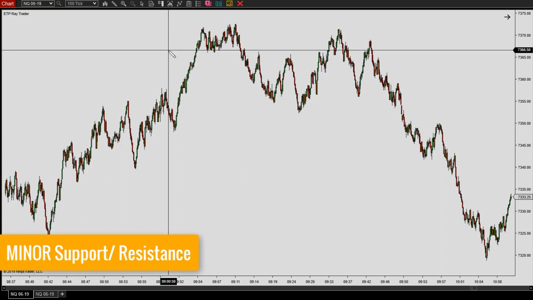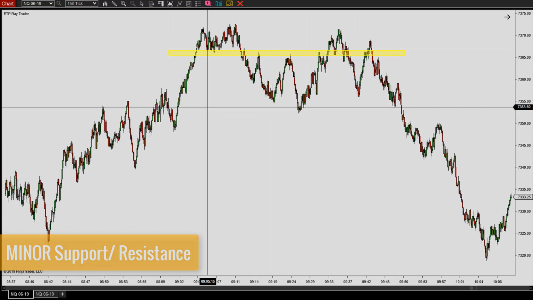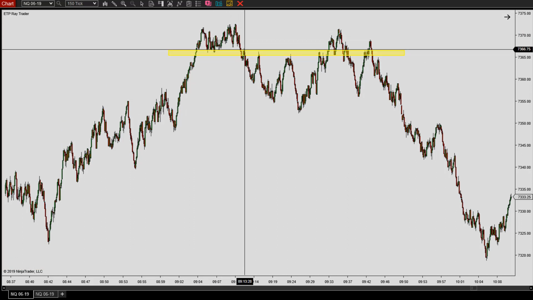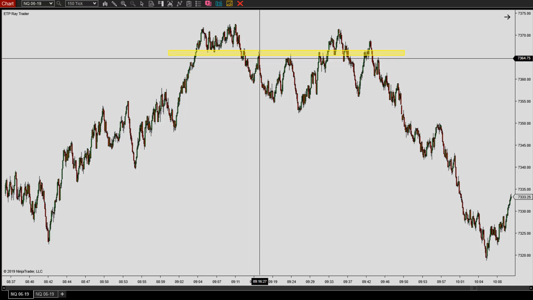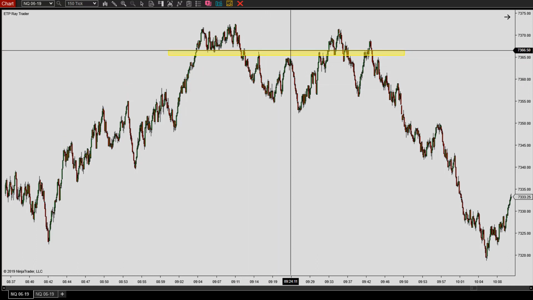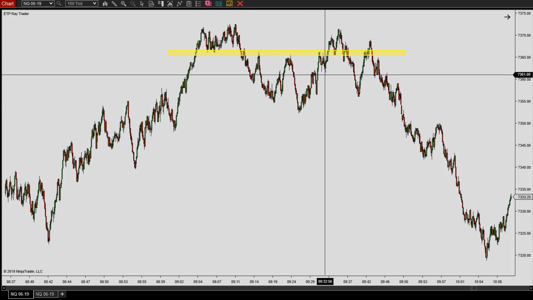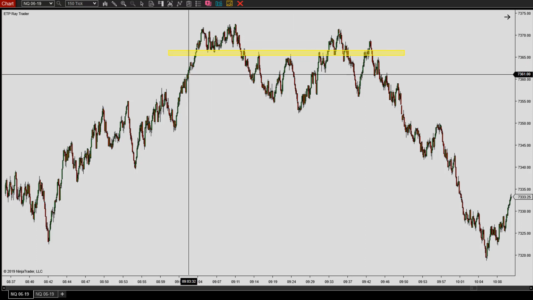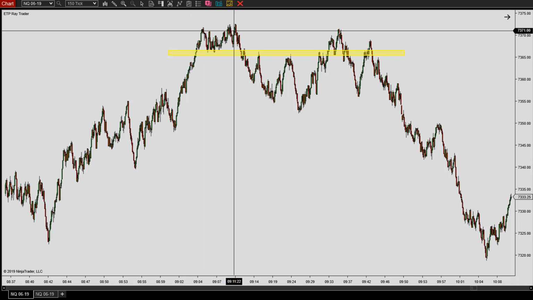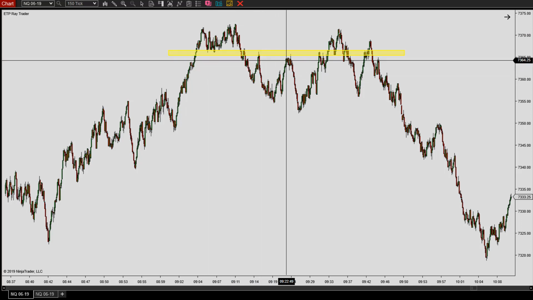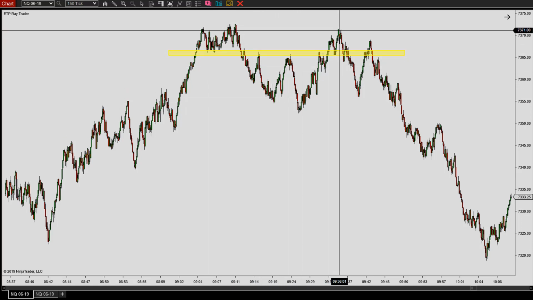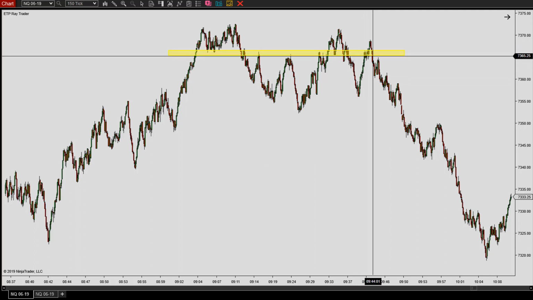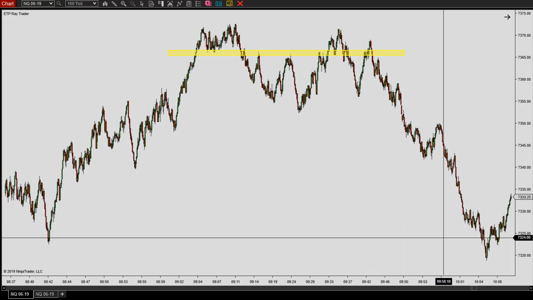A minor support level will be something like this sort of situation, where price hits it, bounces off it multiple times, then breaks it, comes back, touches it, then keeps going down, touches it again, keeps going down, touches it again, comes back, touches it, bounces off it, breaks it, touches it, bounces off it, and so on. So as you can see, this was support, then came back, became resistance, then it became support again, then got broken again, became resistance, and then got broken again, became support, and then price just flew off that.